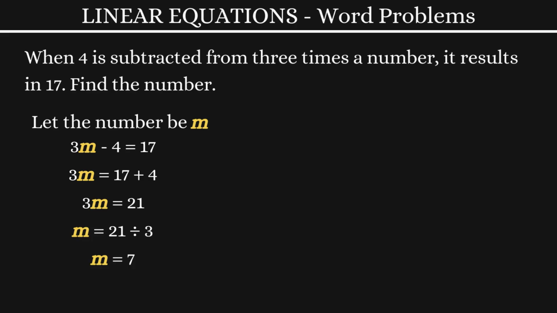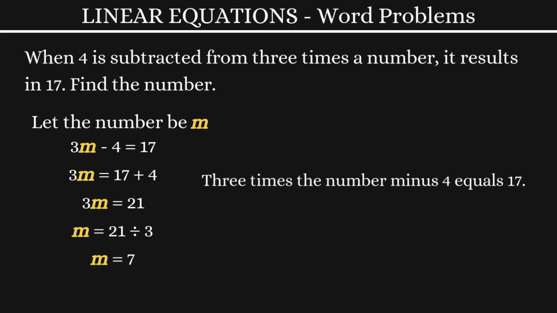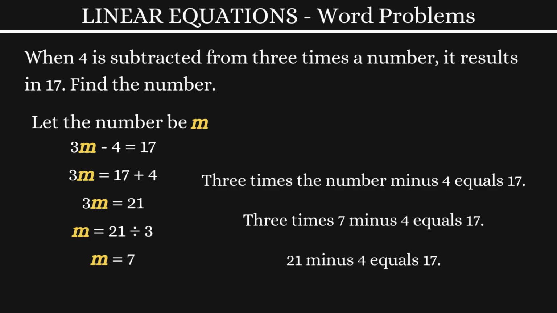Now we'll check the answer. 3 times the number minus 4 should be equal to 17. 3 times 7 minus 4 is equal to 17. 21 minus 4 equals 17, which is mathematically correct. So our solution is right.